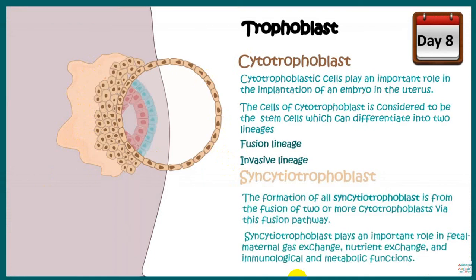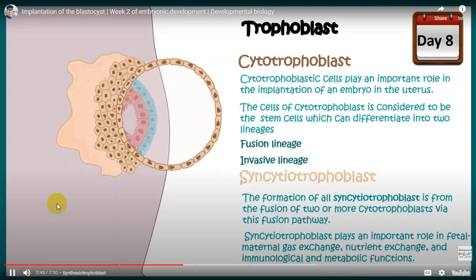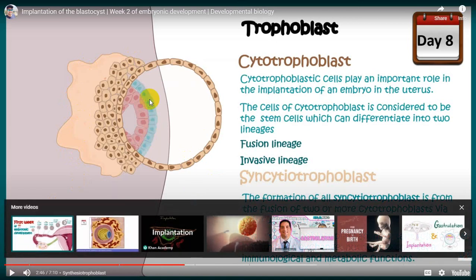Syncytiotrophoblast are really important in terms of maternal gas exchange, nutrient exchange, and immunological and metabolic functions. So this is the syncytiotrophoblast for gas exchange. That is what is in contact and leads to the development of the placenta and the rest. So it's in direct contact with the mother. So that's where gas exchange, antibodies are exchanged between the fetus and the mother, and a whole lot of waste removal. Everything takes place in the syncytiotrophoblast.